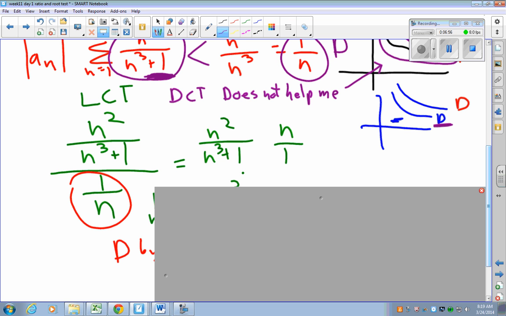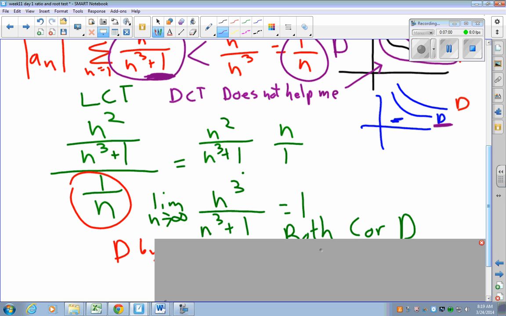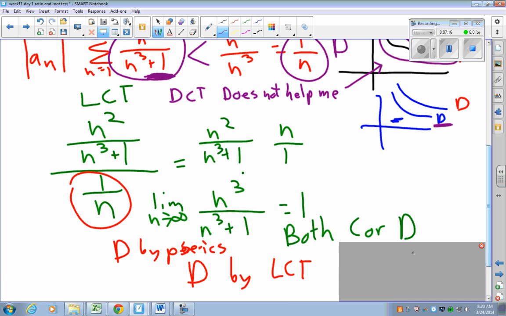When you divide fractions, you flip and multiply. So it's really down to the limit as n goes to infinity of n cubed over n cubed plus 1. And that goes to 1, which is a finite positive number. So you know both converge or both diverge. And since this guy diverged, we've already mentioned that, then we know the other guy also diverges.